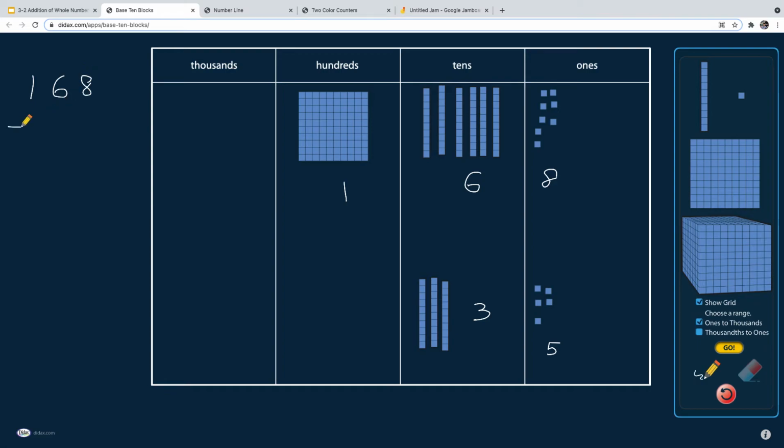plus 35. Where do I write 3? Yeah, right underneath tens place. So this is ones place, tens place, and hundreds place. So we need to line up 3 tens and 5 ones.